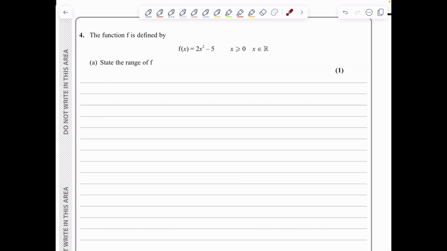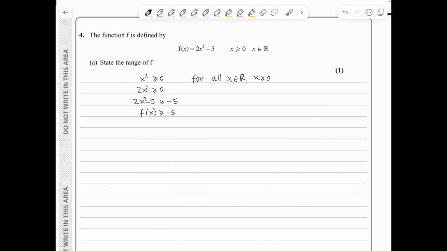In question 4, we've got the function f defined to be 2x squared minus 5 for x being greater than or equal to 0 and being a real number, and we need to state the range of f, where we can start by stating that x squared is greater than or equal to 0 for all x belonging to the real numbers, including x being greater than or equal to 0, which means that 2x squared is greater than or equal to 0, and therefore 2x squared minus 5 is greater than or equal to negative 5. So this means that f of x is greater than or equal to negative 5.